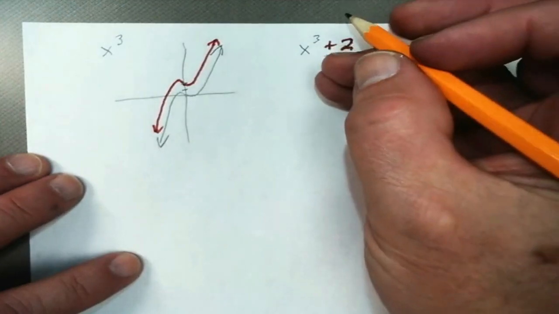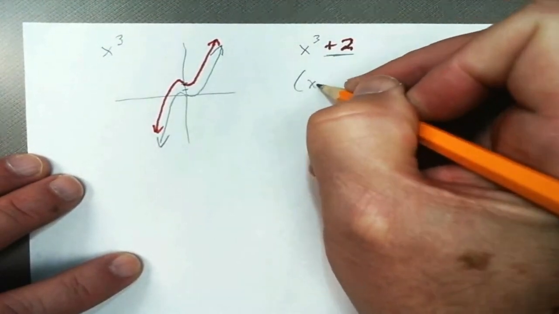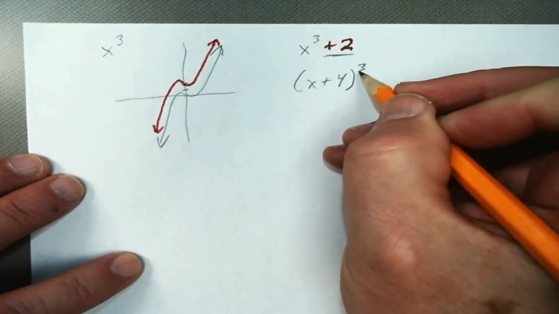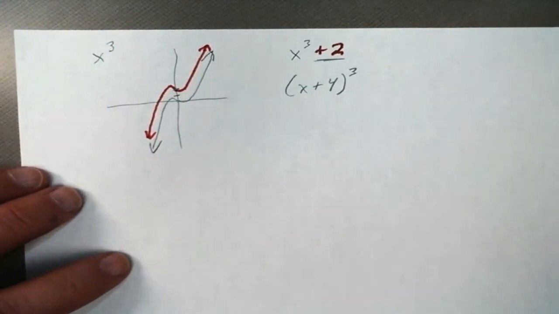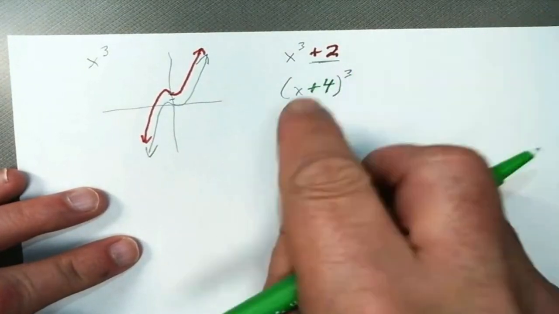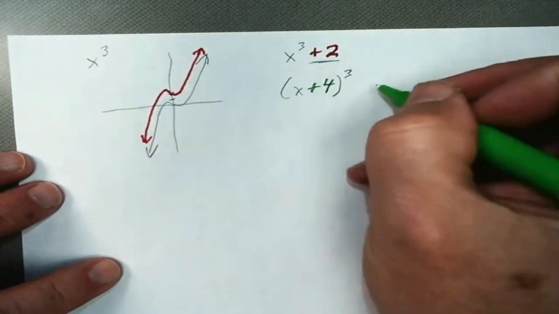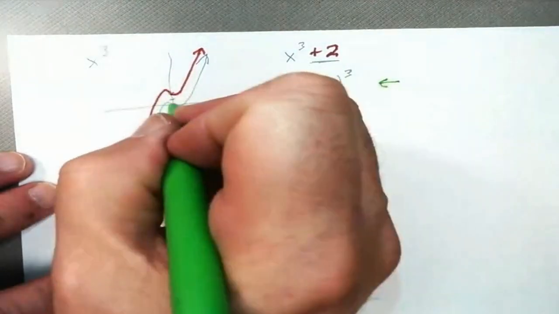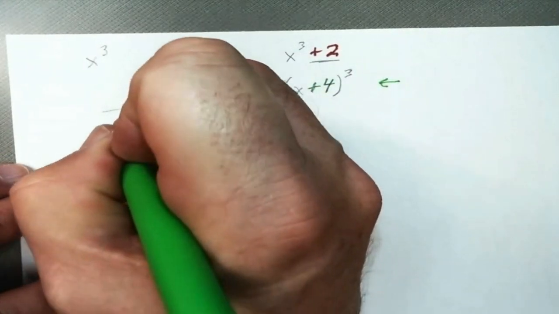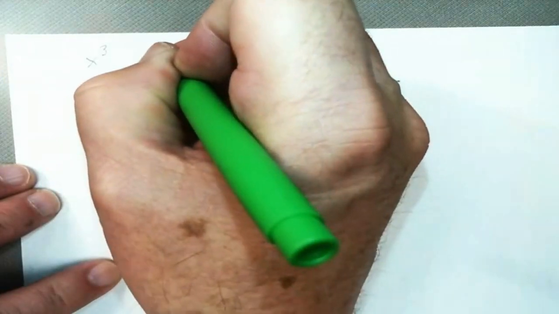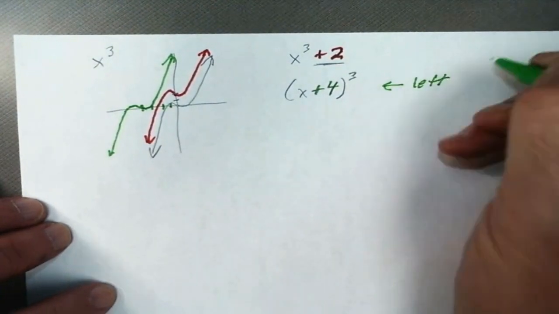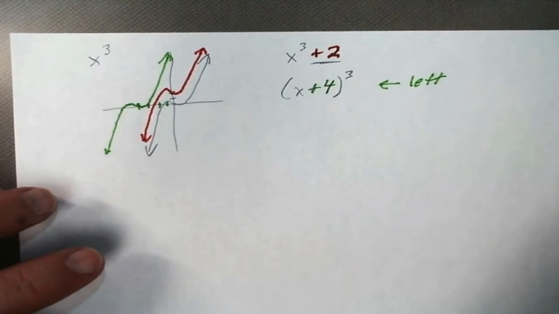If we did x plus 4, now we're taking a number and putting it inside with the x. That's going to move it. Remember, it's the opposite. Plus moves left. 1, 2, 3, 4. It's going to come up over here. And it moved left 4. Left 4.